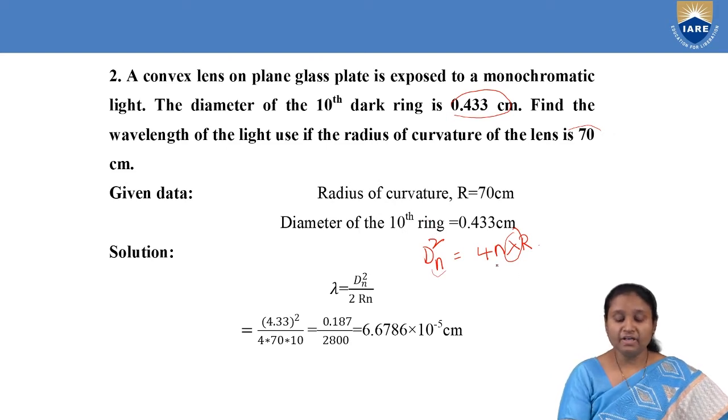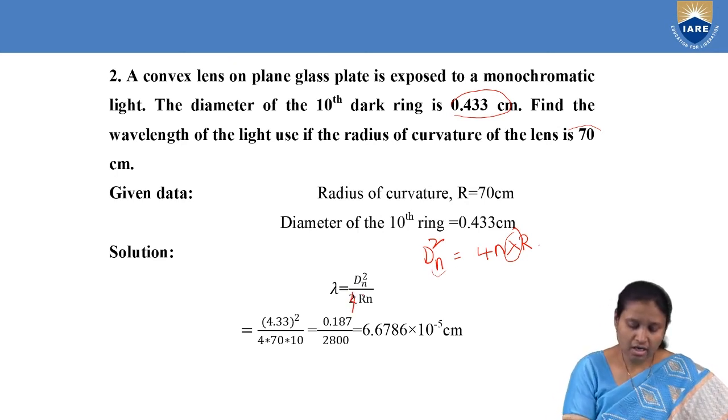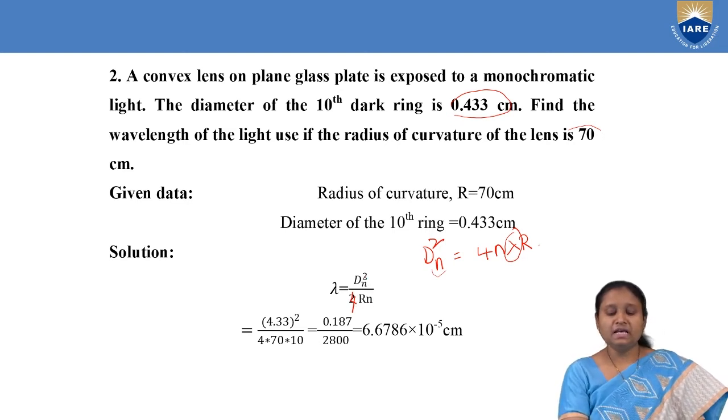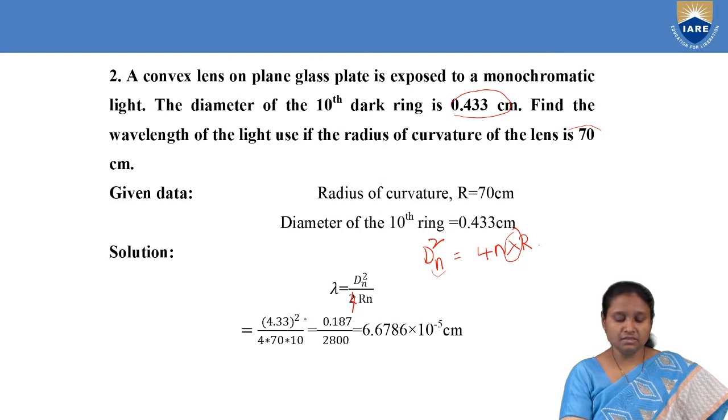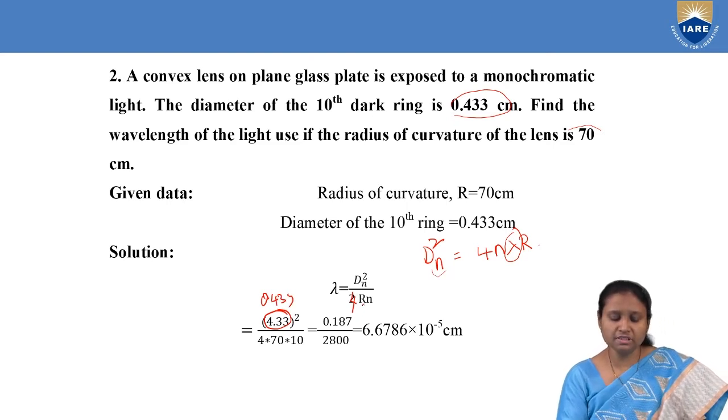If I rearrange this formula, our λ comes out to be d square n by 4nr. So 4 times the order of the ring into the radius of curvature. What is the diameter of the 10th dark ring? Here we have converted it into meters, or we can substitute it as it is. So this value is 0.433 whole square divided by 4 into the radius of curvature, 70, and the order is the 10th dark ring.